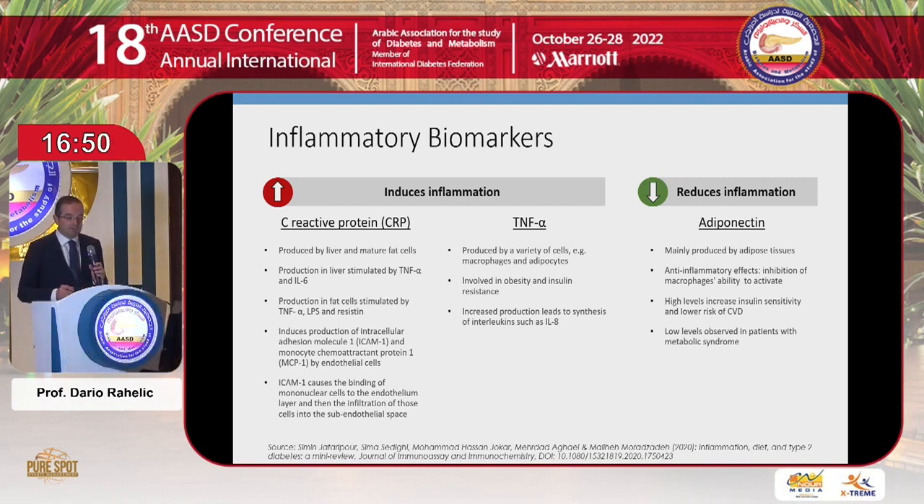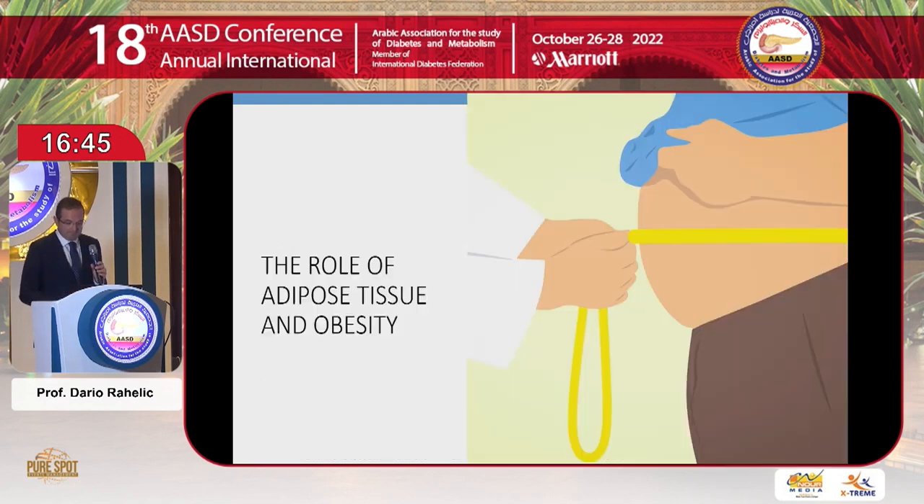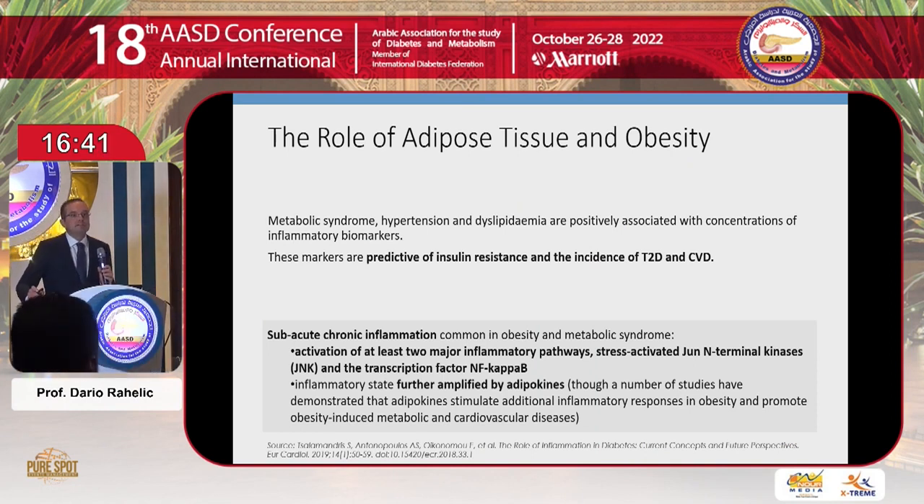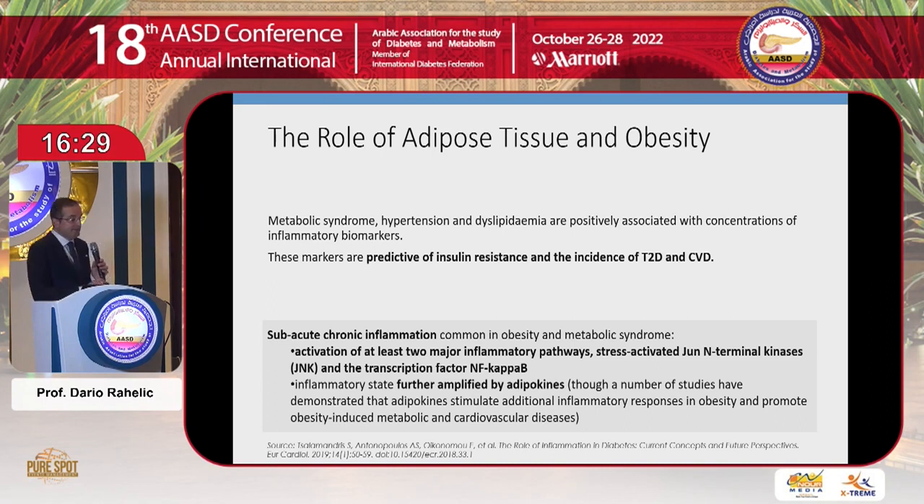through the adipose tissue. The role of adipose tissue is sometimes underestimated. Adipose tissue is seen as just some aesthetic problem, but at the end of the day, it's not just a matter of aesthetics, it's a matter of health. You can see here that those markers are predictive of insulin resistance and incidence of type 2 diabetes, but also cardiovascular disease and subchronic inflammation.